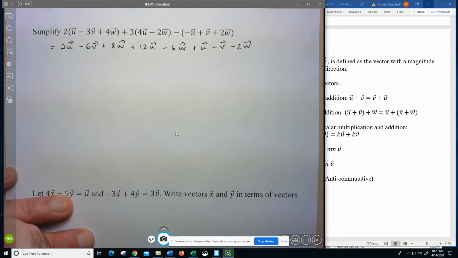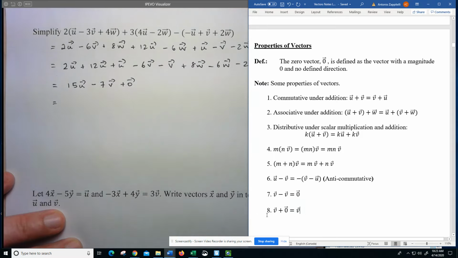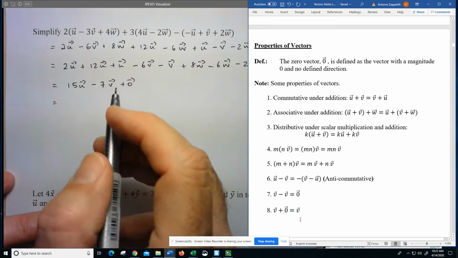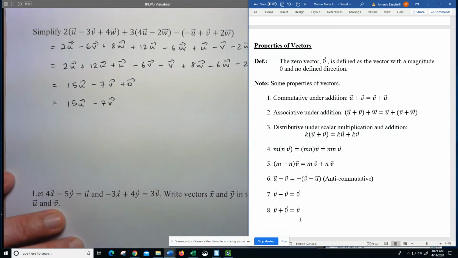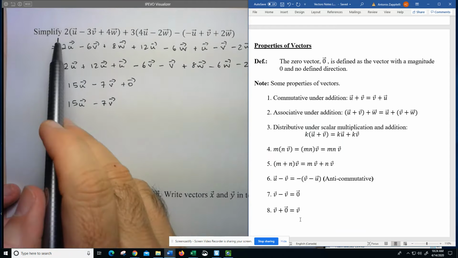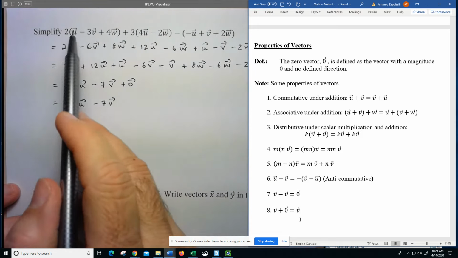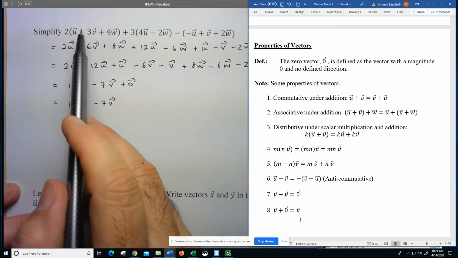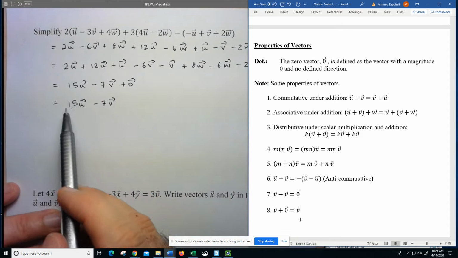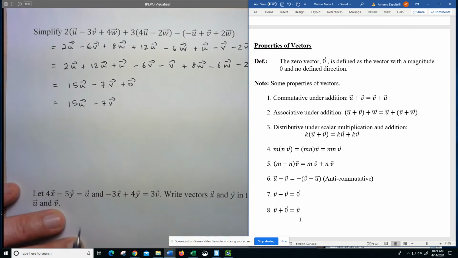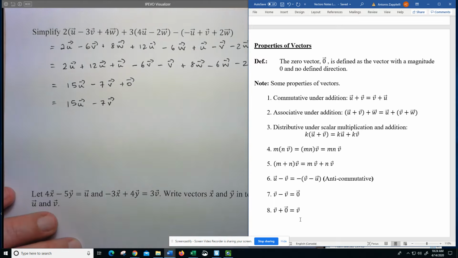But of course, we don't need to write this 0 vector because we saw in this property here that adding the 0 vector to a vector has no effect. So we can write our final answer as 15u minus 7v. And there's our final answer. So this complex grouping of vectors, instead of adding and multiplying them all individually, I could first simplify, and now that leaves me with a much easier operation to perform.